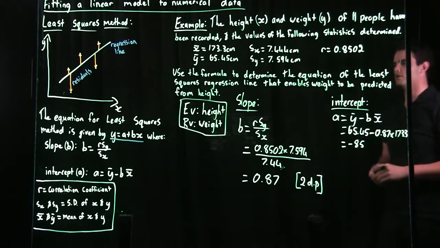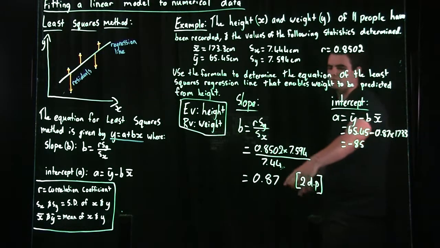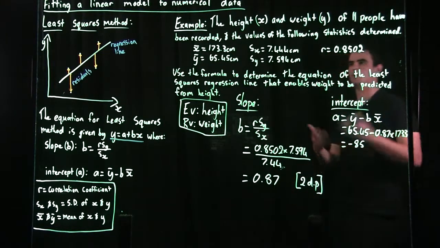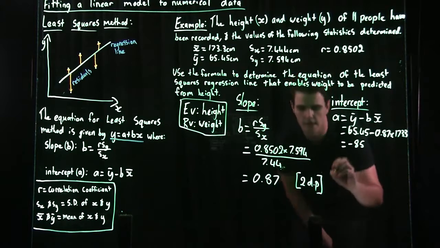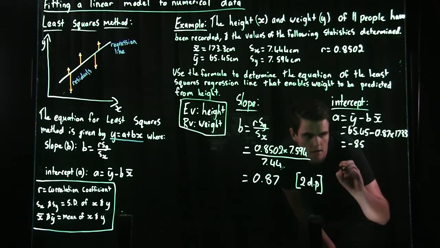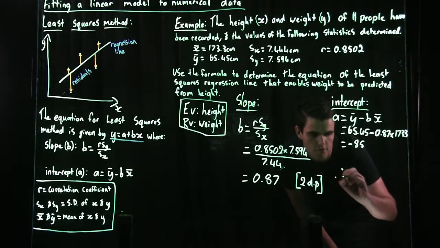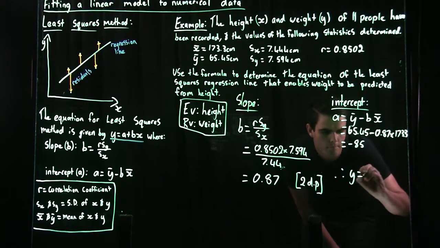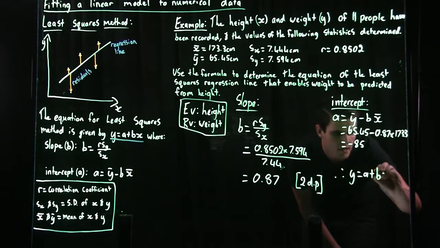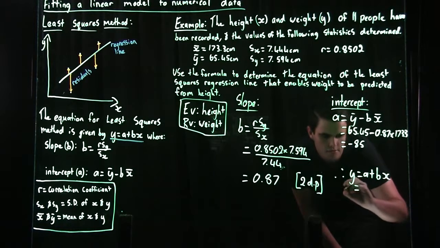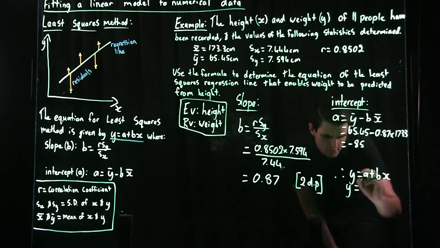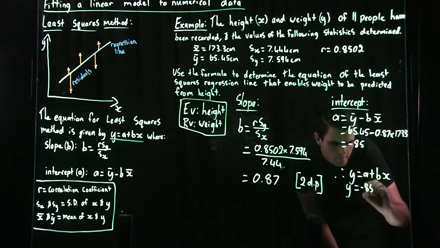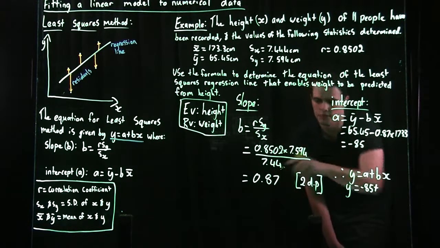So straight away I've calculated my slope and my intercept. Now I'm pretty much there to figure out the equation for the least squares method. So I'm going to write that out. Therefore, a plus bx equals, so now what is my a value? It is negative 85, plus, what is my b value?